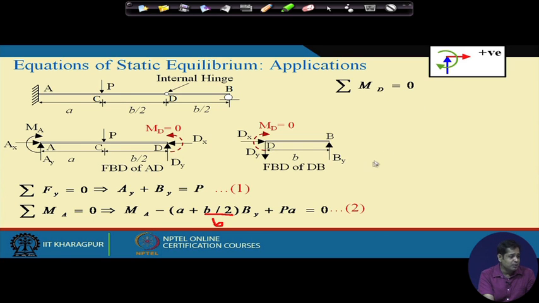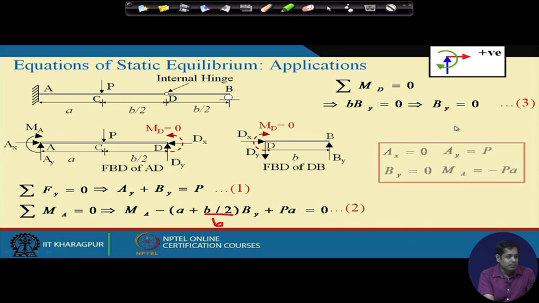Now if we take MD is equal to 0, then from the free body diagram of this, if you take moment about D is equal to 0, which gives you B into By is equal to 0, By is equal to 0. Now substitute this By in this equation, you get Ay is equal to P. Again substitute By is equal to 0 in this equation, you get Ma is equal to minus Pa. So this is the solution of this equation.